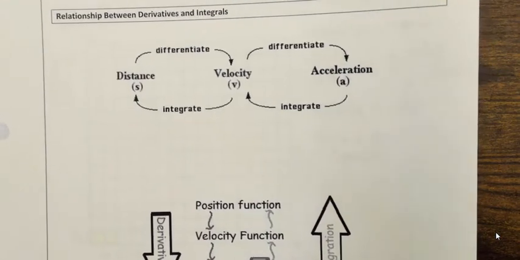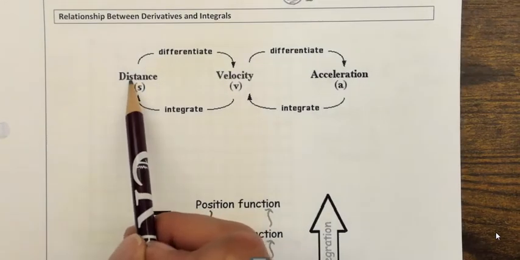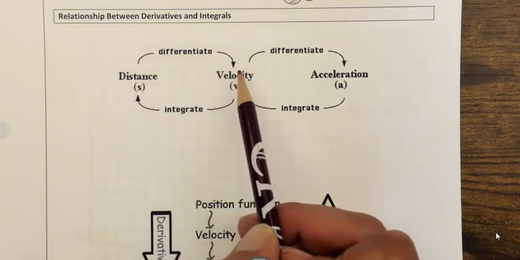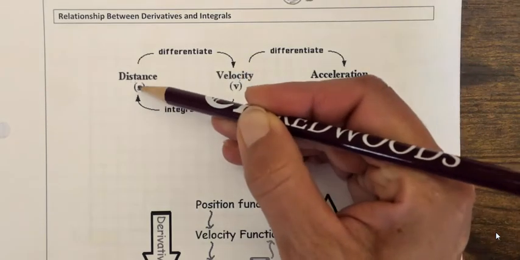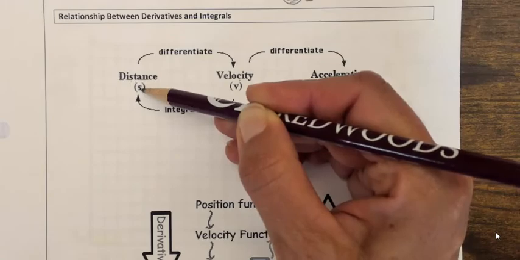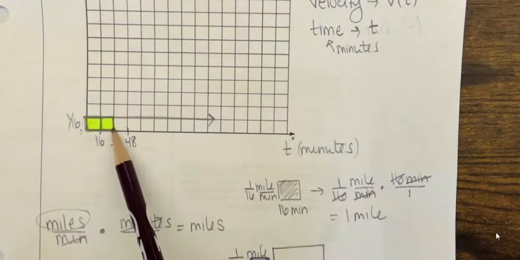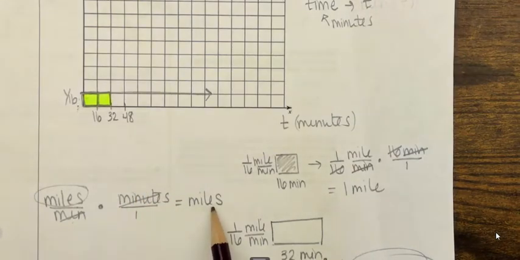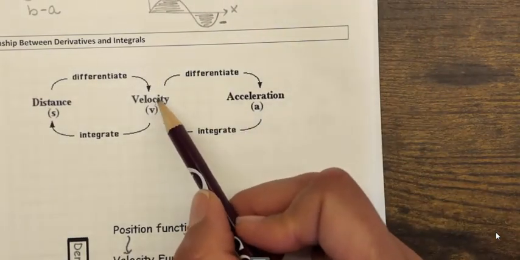And then one more thing I'd like to talk about is the relationship between derivatives and integrals. So if we have distance or displacement, and we differentiate that, we take the rate of change, you get velocity. But when you have velocity and you integrate it, you get back to displacement, which is pretty interesting. And that's what we did, for example, here, right? We had a velocity function. We found the definite integral, and by doing that, those minutes reduced, and we were just left with displacement again, miles. Super interesting.